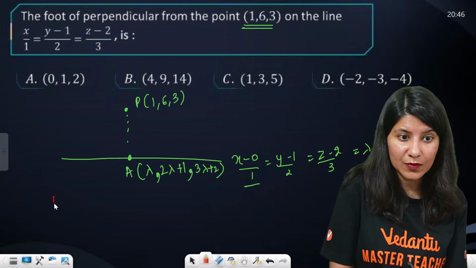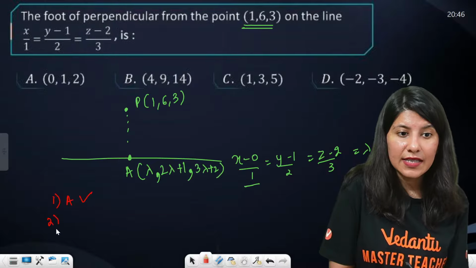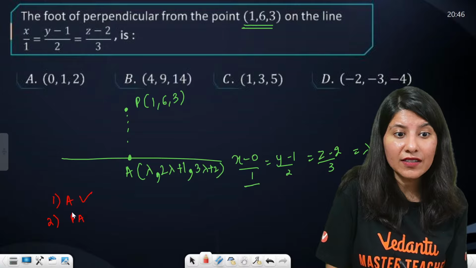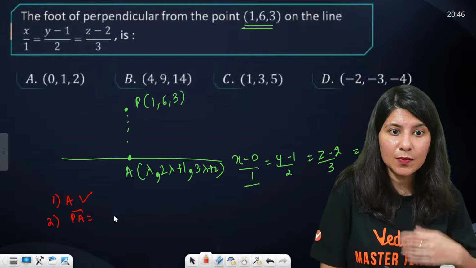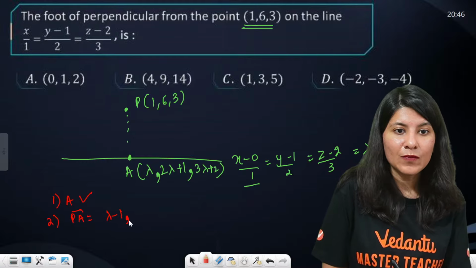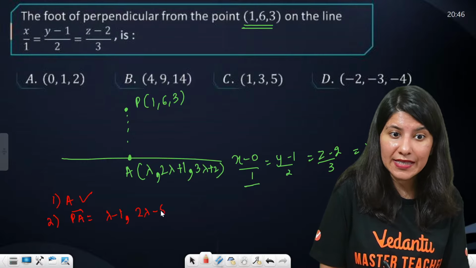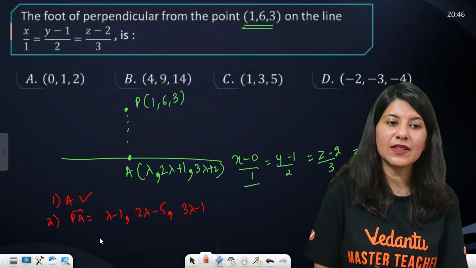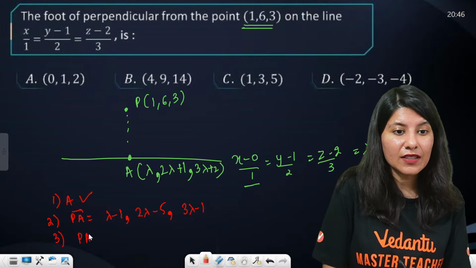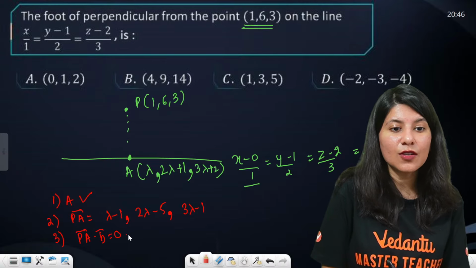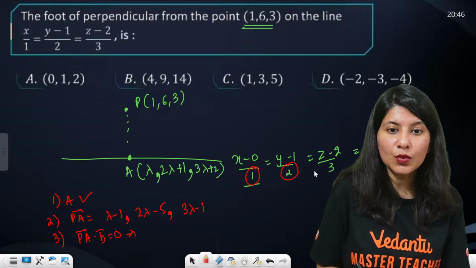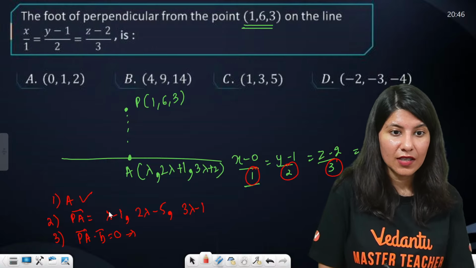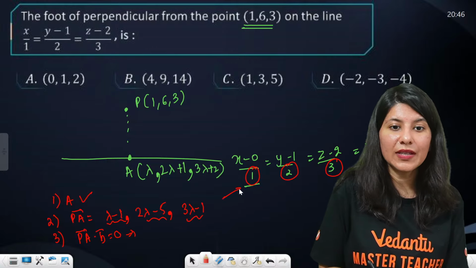Step number 2, find the PA vector. PA vector is what? A minus P. So lambda minus 1, comma, 2 lambda plus 1 minus 6, comma, 3 lambda plus 2 minus 3. So this is your PA vector. Third, PA vector dot B vector is 0. That means (1, 2, 3) is your B vector, and dot product between these two becomes 0.